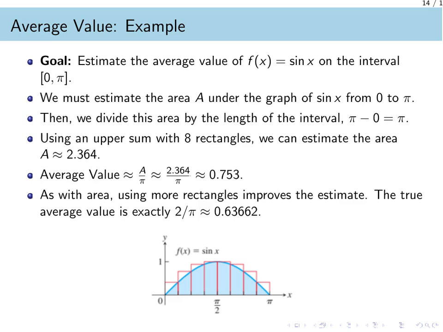Second, we divide this estimated area by the length of the interval, which is pi. This gives an average value approximation of 2.364 divided by pi, which is about 0.753. Since we used an upper sum, this estimate is higher than the true value. The exact average value, which we will be able to find later, is 2 divided by pi.